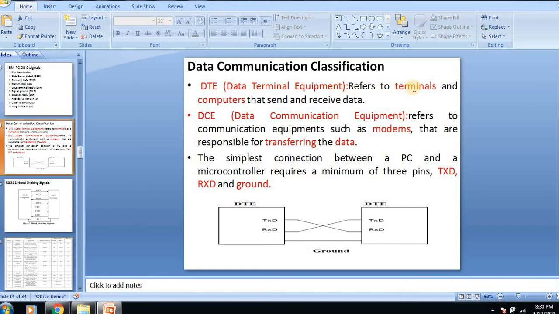So DTE is data terminal equipment. It refers to the terminals and computers that send and receive the data. And DCE, data communication equipment, refers to communication equipment such as modems, which are responsible for transferring the data. Means DTE is nothing but the terminals or computer which sends or receives the data, and DCE is responsible for transferring the data. So the simplest connection between a PC and a microcontroller requires a minimum of 3 pins, that is TxD, RxD and the ground.